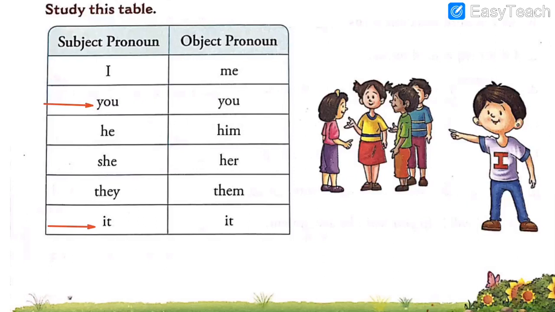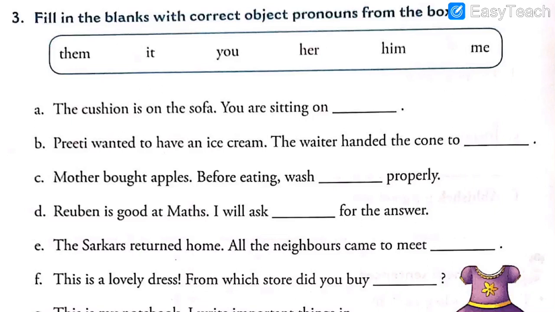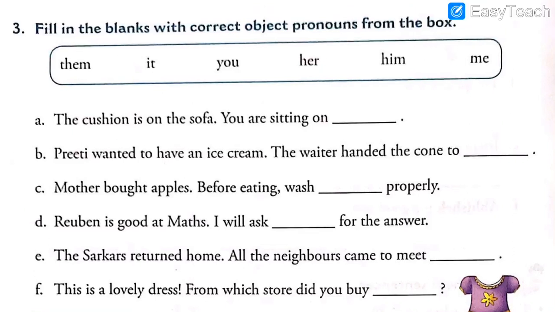Now as we have learned about object pronouns, let us solve the third exercise, which is based on object pronouns. So exercise number 3, give the heading in your notebook. You have to give the heading on a new page. The heading will be: fill in the blanks with the correct object pronouns from the box.